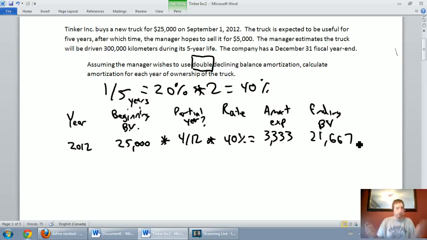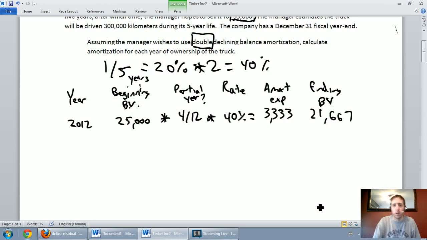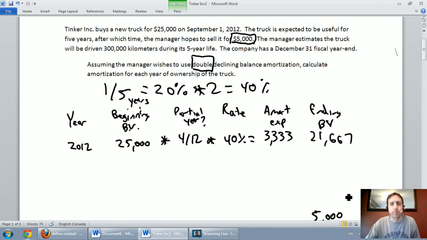21,667. So 2012 is in the bag. Now you might be asking yourself, well, what about that $5,000 residual value that we've been worried about? Well, $5,000 residual value isn't going to come into play until the very end. But yes, when we finish this question, I need to remind myself I've got to stop when I get to a $5,000 residual value. I can't amortize past that. I have to end on that $5,000 number, but we'll worry about that later.